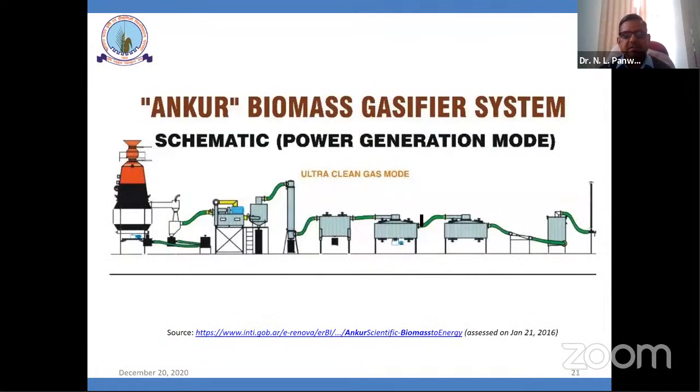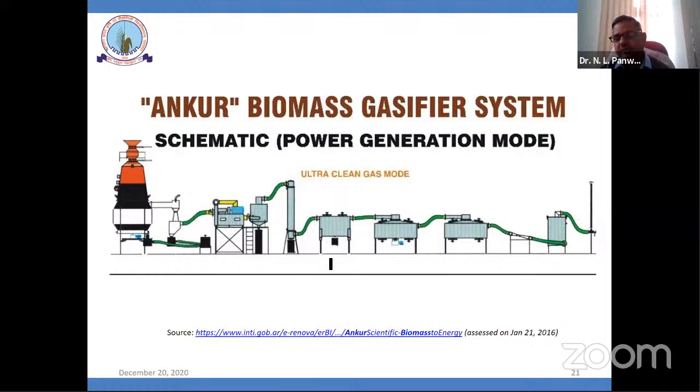Now see, these are slides from the Ankur website. It is fully different. Here is your gasification mode, then the cyclone separators, where all the larger particles are separated. Then cooling and a cleaning mode are required. So water scrubbing type of cooling is required, a simple water-type scrubber, so that all the CO2 is dissolved in it, and it also cleans and cools the gas temperature.